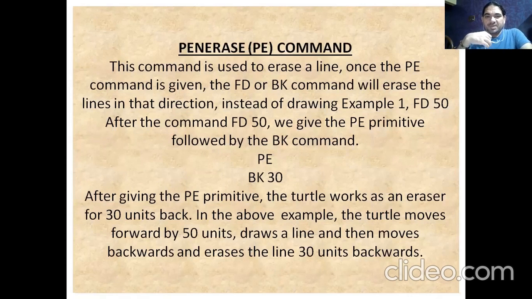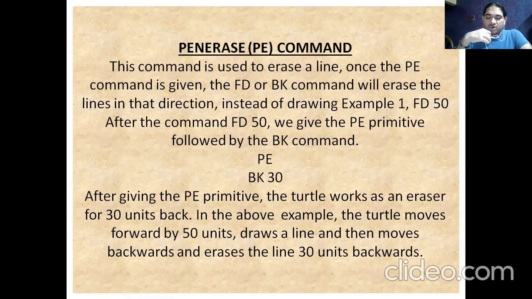Then you can see the PE command. This command is used to erase a line. Once the PE command is given, the FD or BK command will erase the line in that direction. Instead of drawing, in example 1, after the command FD 50, we give the PE command primitive followed by the BK command. PE is equal to BK 30.